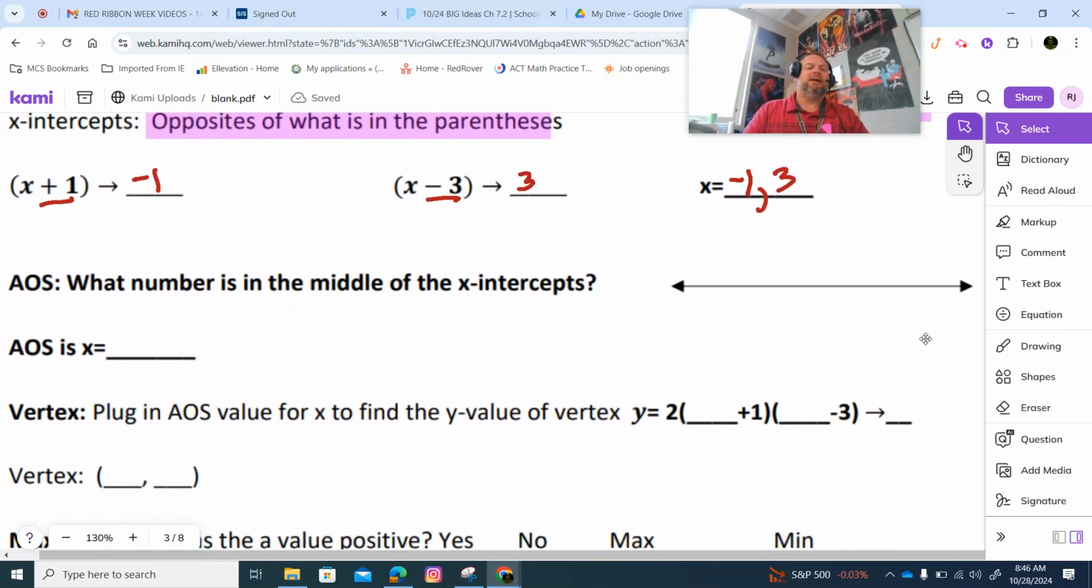Now, the AOS. What number is in the middle of our x-intercepts? Somebody was really nice because they might have heard y'all complain, oh, I have to draw this box. Oh, all you complainers.